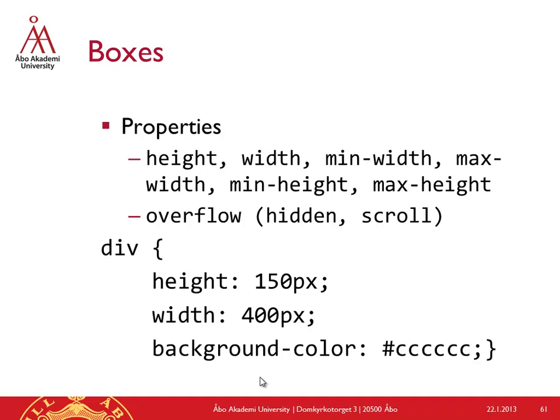With boxes, basically what's the kind of box? It might be basically a div tag. You can specify these parameters. Their meaning probably is quite obvious. You can specify their size, or with these attributes, you can specify limits for this size. And also with this property, you can say what's going to be done with the text if it goes beyond this box. If it's supposed to be just hidden or it's supposed to be shown with a scroll.